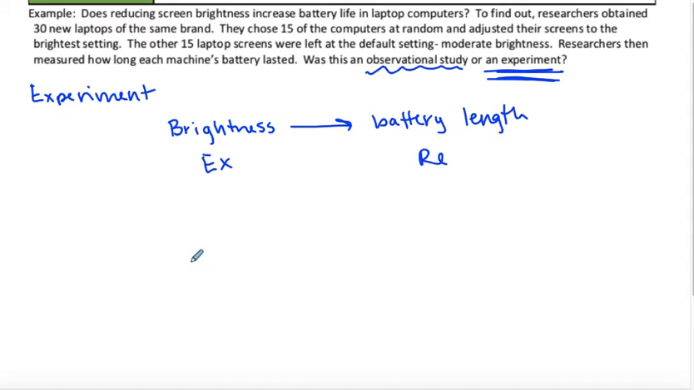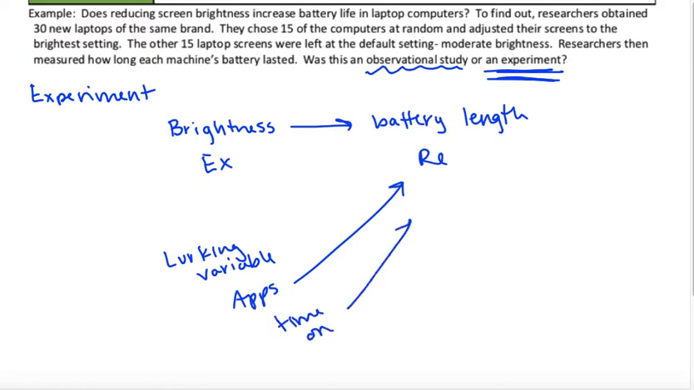So if I did not control this in an experiment, and like I do it daily, that would be an observational study, maybe it's not brightness that is the only thing acting on the battery length. I could have a lurking variable here. What apps you're using could be acting on your battery length. Your time on could be acting on the battery length. I need to control these in an experiment, and I need to consider them in an observational study.